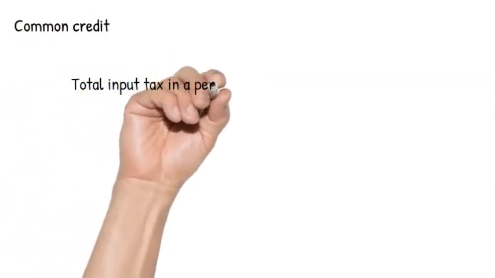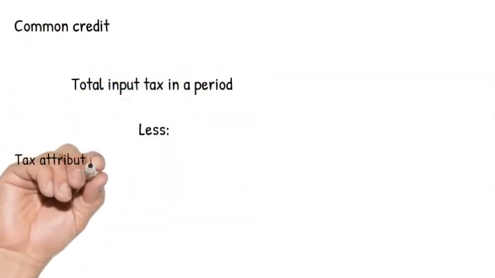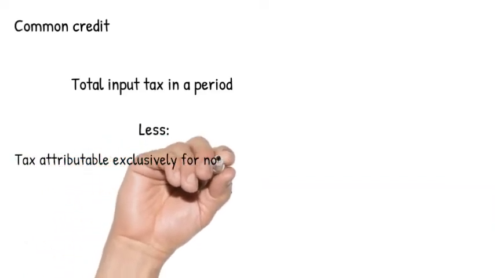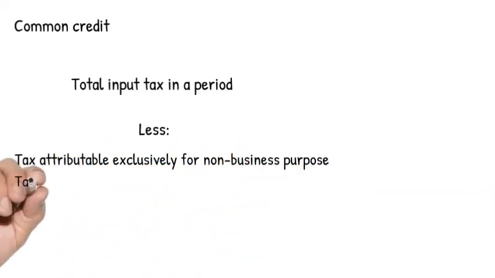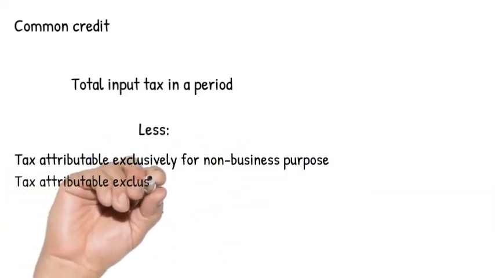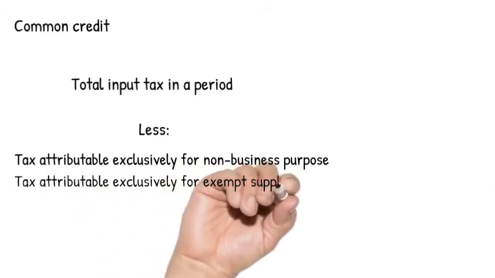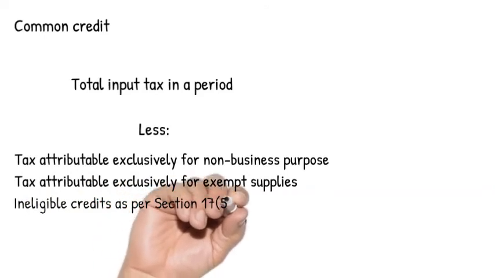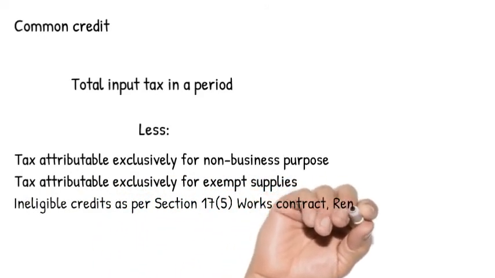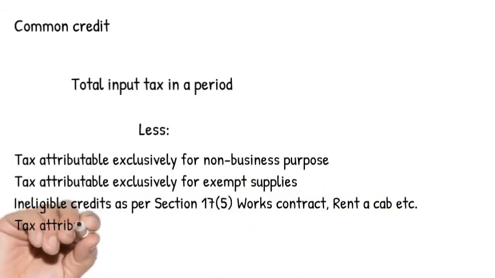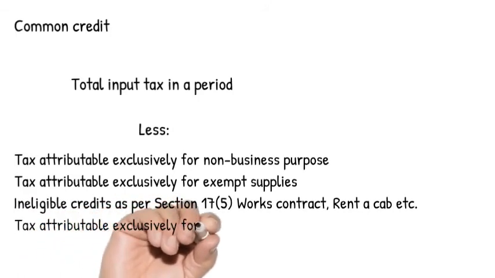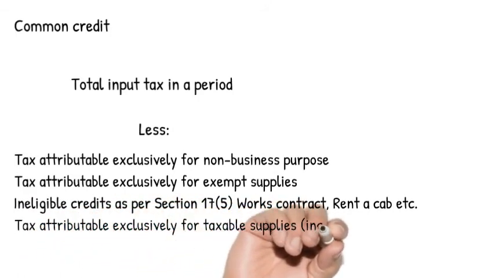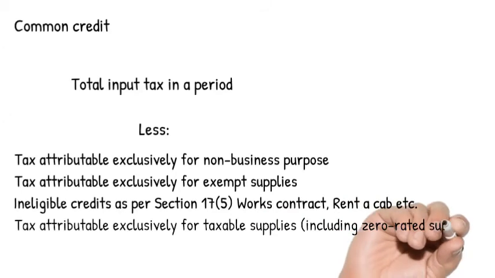Common credit is total input tax in a period, less tax attributable exclusively for non-business purposes, less tax attributable exclusively for exempt supplies, less ineligible credit as per Section 17 subsection 5, such as works contract, rent-a-cab, etc., less tax attributable exclusively for taxable supplies including zero-rated supplies.